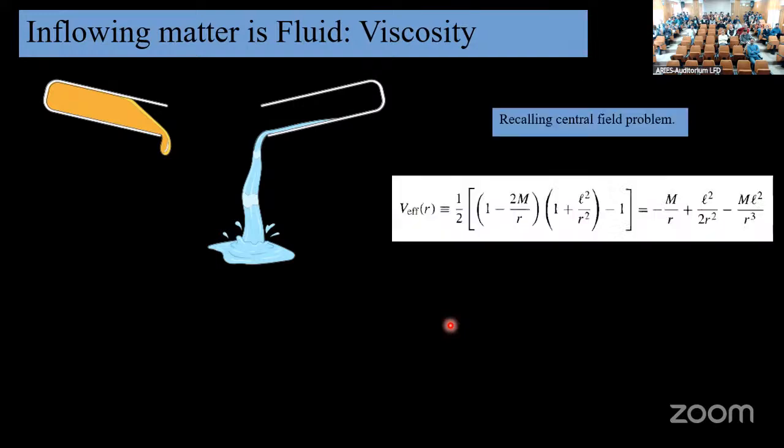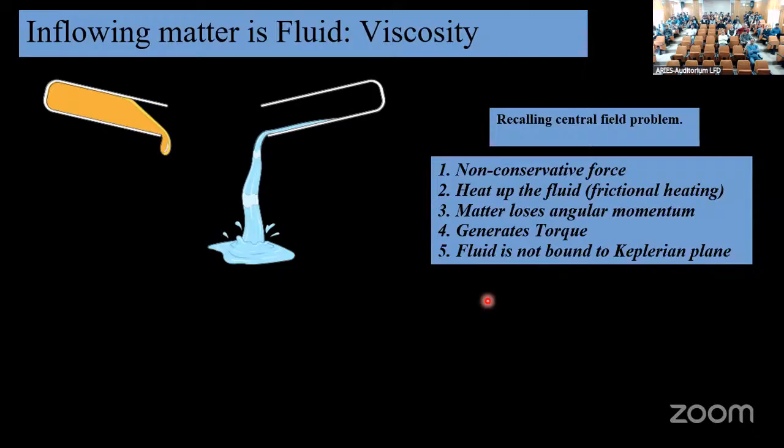If you go back to your BSc first year's class, you will find that this effective potential looks like a central field. So in a central field, you don't get heat, right? Where would you get heat? So you need to introduce viscosity to generate heat. You need to introduce viscosity to make the potential non-conservative. And then that non-conservative potential will heat up the fluid.